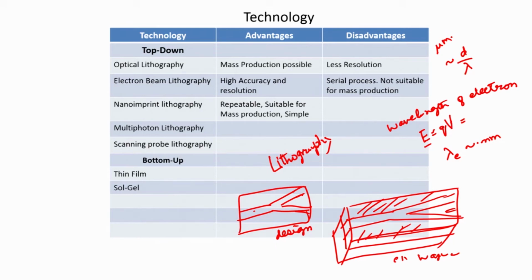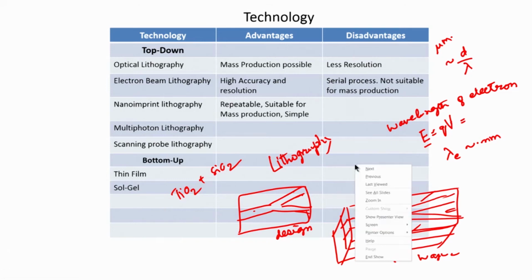The other processes which can be considered as a bottom up type of process are thin film processes. You need to coat a thin film uniformly and then use lithography to pattern these devices. Sol gel is a process where you have a combination of titanium dioxide and silicon dioxide in the form of a gel, which can be applied on top of these substrates and then later on patterned using the above lithographic processes.